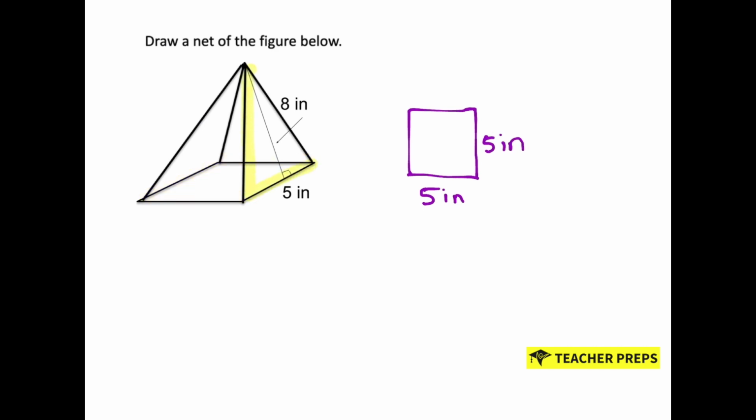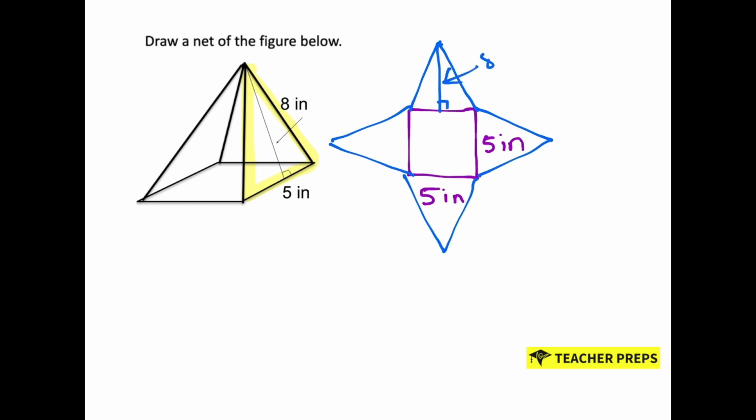Now we have our faces. Our faces are triangles, and because it's a square pyramid, all the triangles are going to be congruent. So you can draw a triangle coming off each of the sides of the square. The base of the triangle is the 5 inches, because that's the side of the square. The height of the triangle is going to be 8 inches. Now we have our net of the square pyramid.